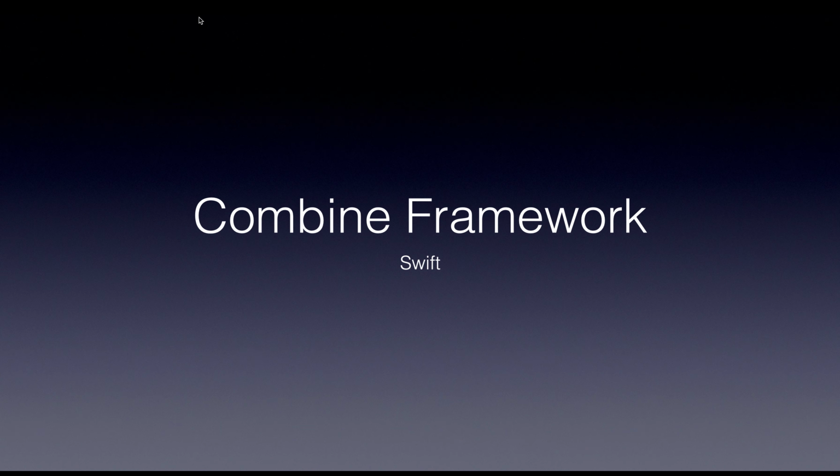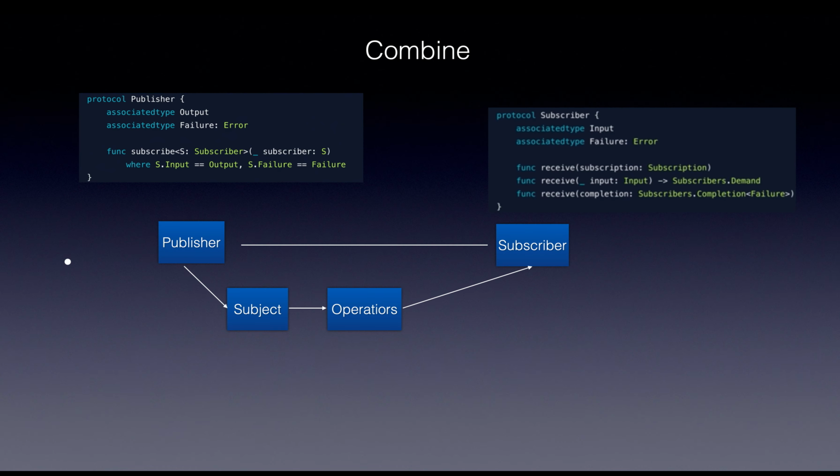Welcome to the topic Combine framework in Swift. Swift introduced the Combine framework to support asynchronous programming. The asynchronous programming model is the publisher-subscriber model. The publisher publishes the values that change over time, and the subscriber receives the values.